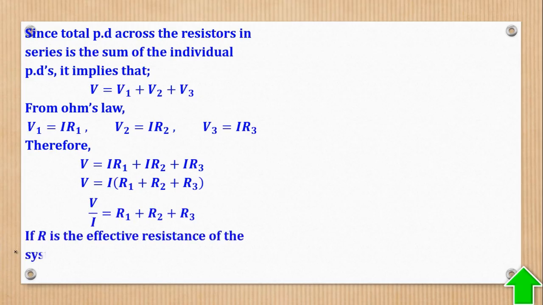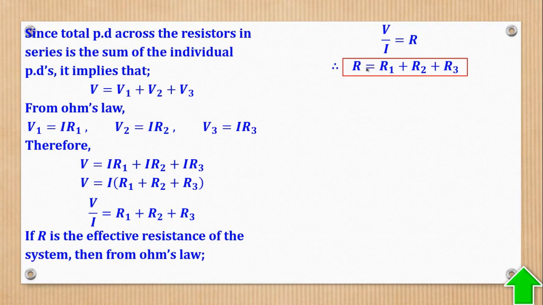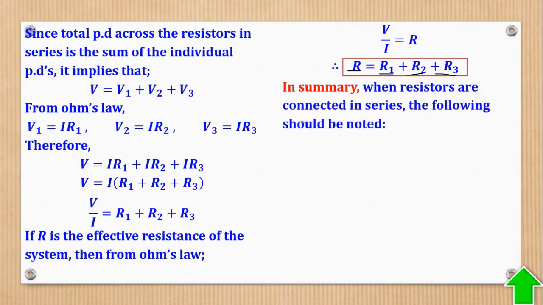Now here we shall say that if R is the effective resistance of the system, it implies that from Ohm's law, V over I is equal to R, because V will be IR. So when I make R the subject, I'll come up with V over I. And also here I have V over I. So what does that mean? It means that when I substitute, I'll come up with R equal to R1 plus R2 plus R3. So that means that the total resistance is equal to the sum of the individual resistors.